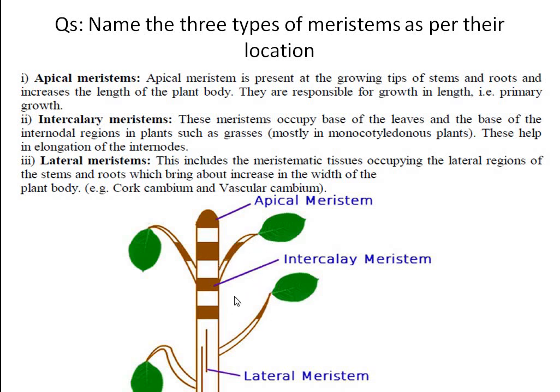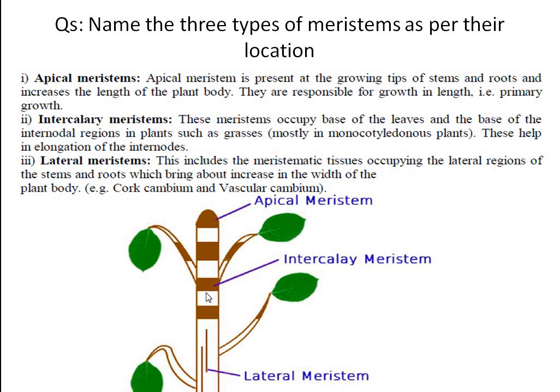You draw this diagram and label the three types of meristems: apical meristem, intercalary meristem and lateral meristem. Draw the position of these meristems. Lateral meristem is seen laterally. Intercalary meristem is at the base of the leaf or in between two internodes. Apical meristem is at the tip of the plant. According to their position in a plant body, meristems are divided into three categories.